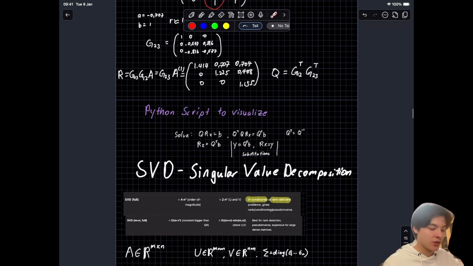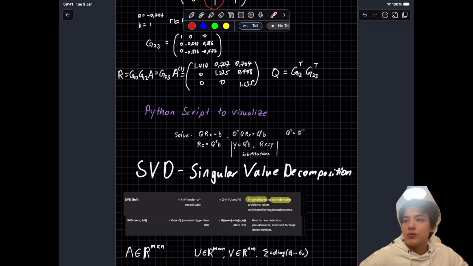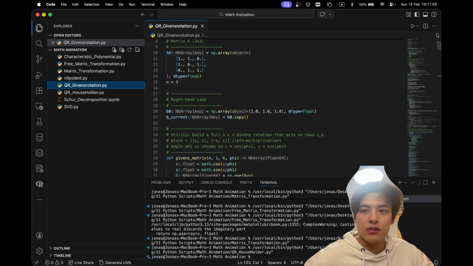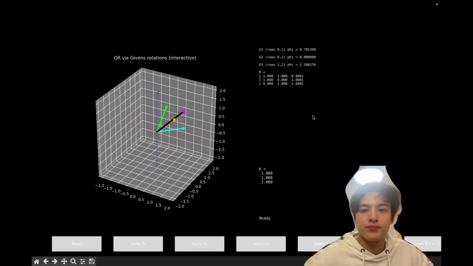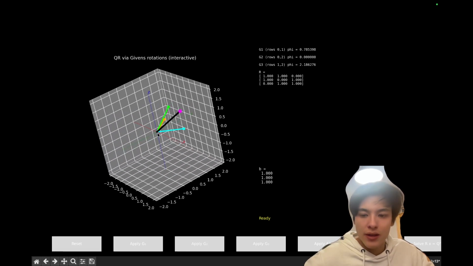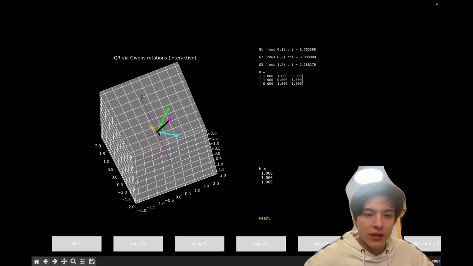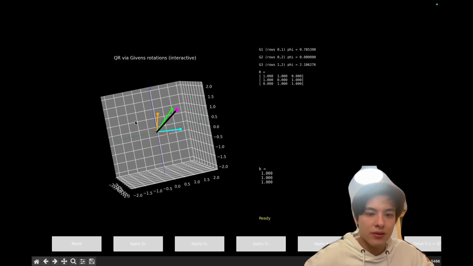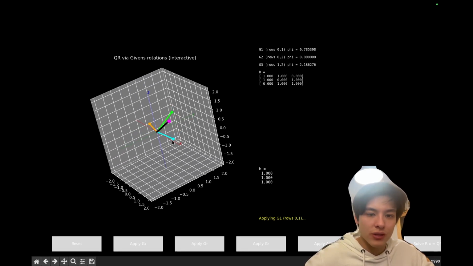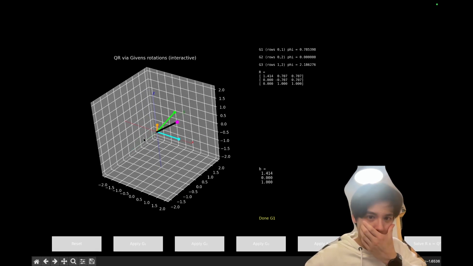So again, I have a script to visualize what happens, here with Givens rotation. We start out again with our first matrix. We apply G1, which is like a rotation. We see it turns one of the values to 0, so it turns it to this.